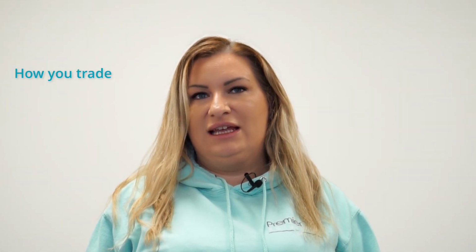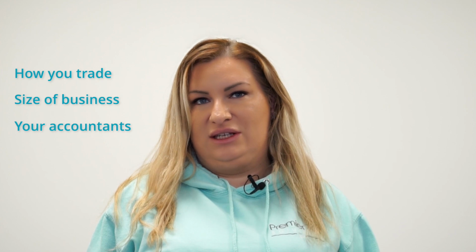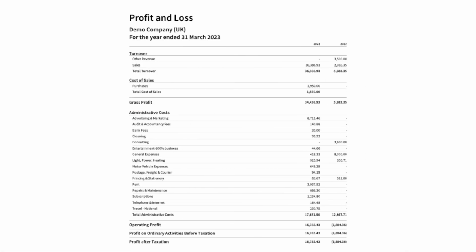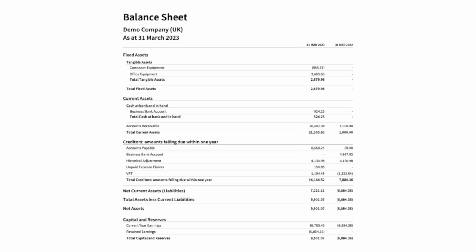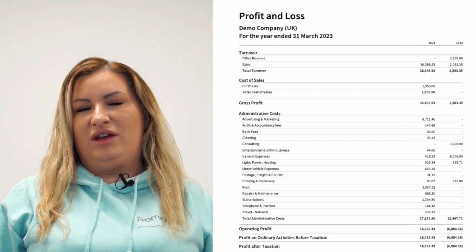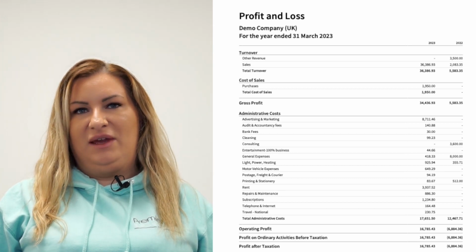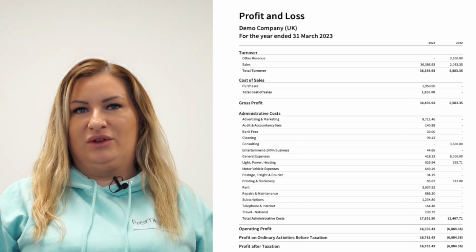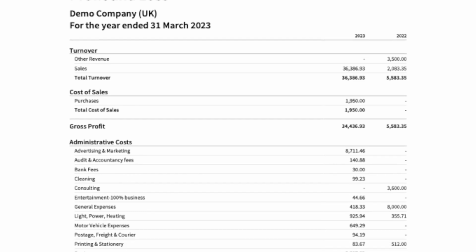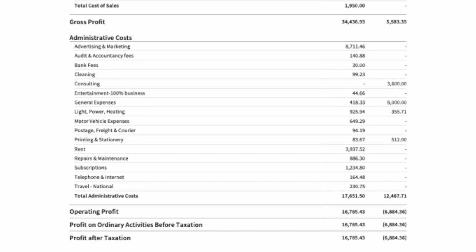The way that your accounts will look will depend on how you're trading, the size of your business and the accountants that you use. The two bits that are most important that apply to all businesses are a profit and loss account, sometimes known as an income and expenditure account, and then the balance sheet. The P&L shows a summary of transactions for a period of time, usually 12 months, and a comparative period, which is also usually 12 months. This will show the sales for the period and the expenses that relate to those sales.